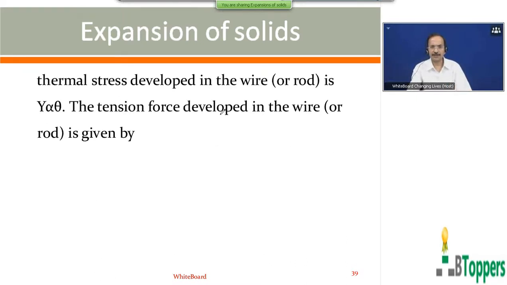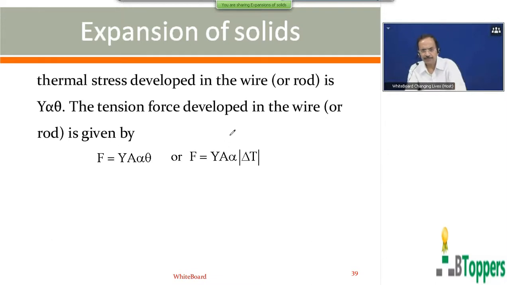The thermal stress developed in the wire or rod is Y alpha theta. The tension force developed in the wire or rod is given by F equal to Y alpha theta, or we can write F equal to Y alpha into mod of delta T. So that's the conclusion which you have to remember and which we directly use in a good number of problems in expansion of solids, and the same result is also used for some problems in waves on a stretched string in the second year syllabus.